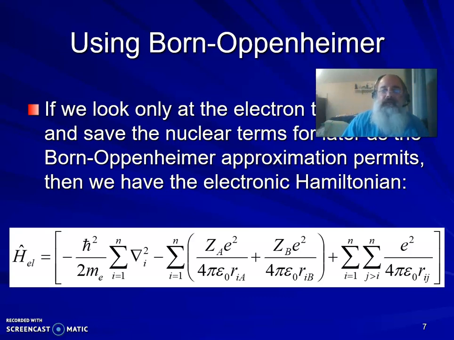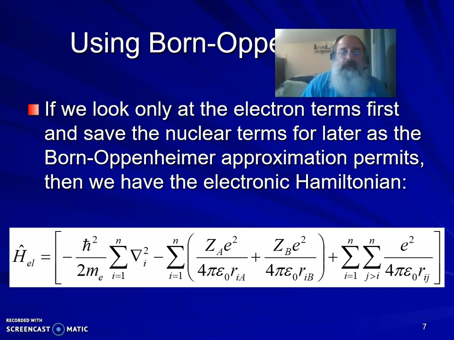Alright, so we left off with this Hamiltonian. We call it the electronic Hamiltonian because it ignores the nuclear repulsion terms, but counts all the terms that would deal with an electron in a diatomic molecule.